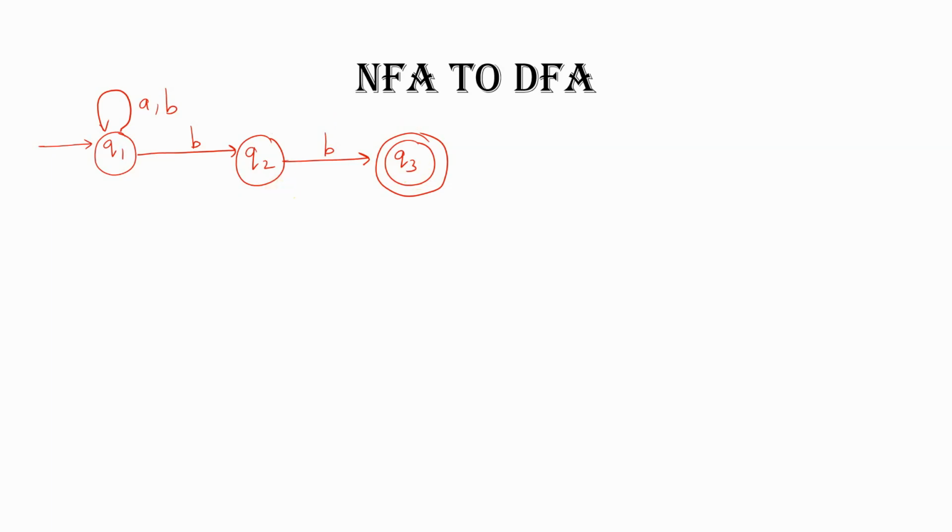Now let's understand the procedure of conversion of NFA to DFA. The first step is step 1. You need to create this table wherein you just have to write the input alphabets, that is A and B. Write the first state, that is the initial state from this NFA. The initial state from this NFA is state Q1.